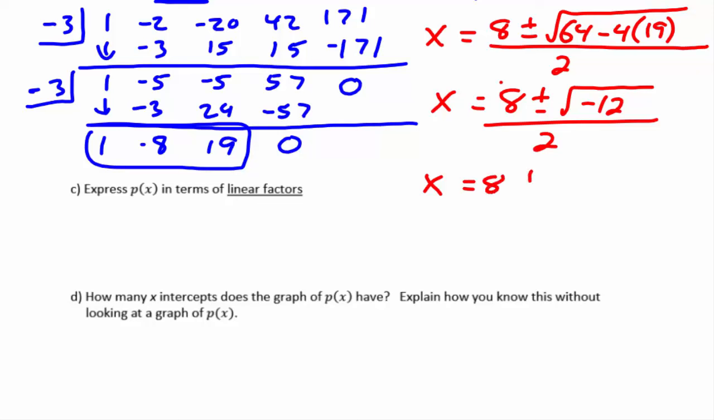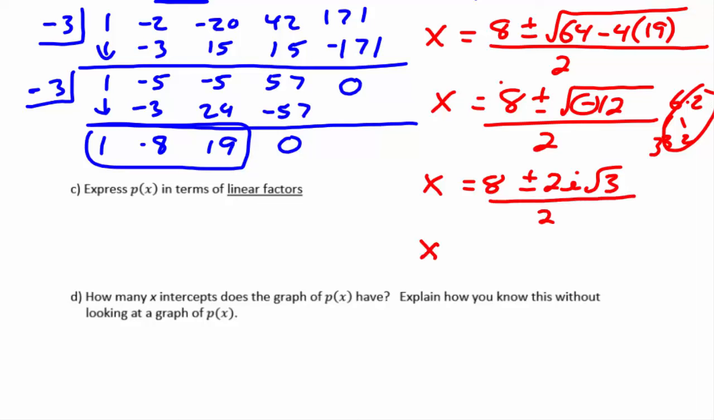Eight plus minus, now we should know how to break down radicals by now. 12 is what? 6 times 2. 6 is 3 times 2. So we have a pair of 2's. Oop, the 3 shouldn't have been circled. Pair of 2's. 2i radical 3. Where'd the i come from? Well, it's a negative under the radical, right? So 2i radical 3, that 3's left over, 2. And that breaks up to 8 over 2 plus minus 2i radical 3 over 2.